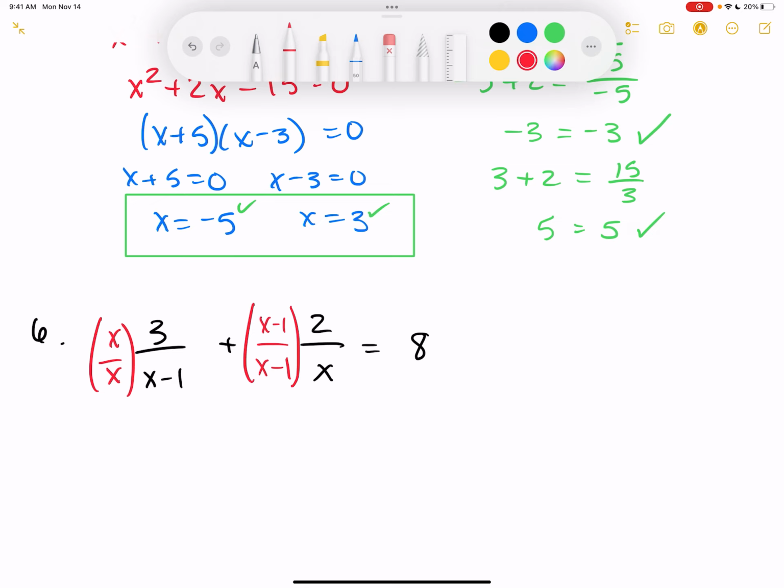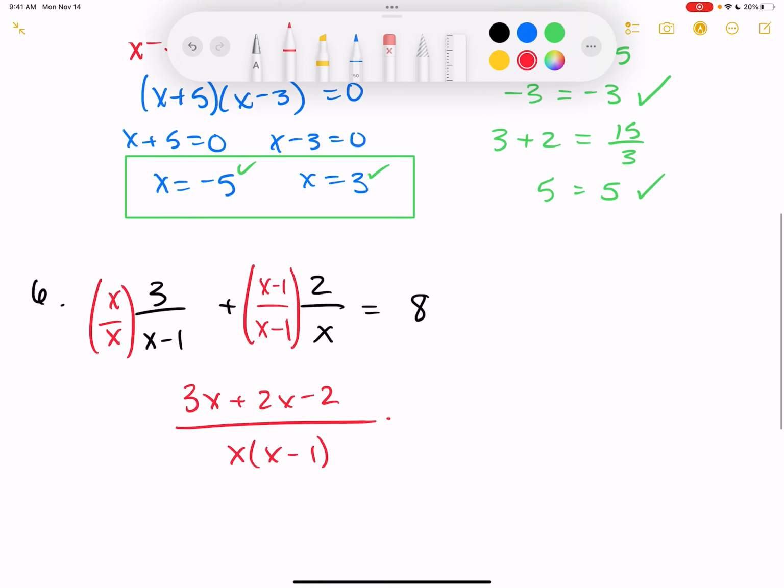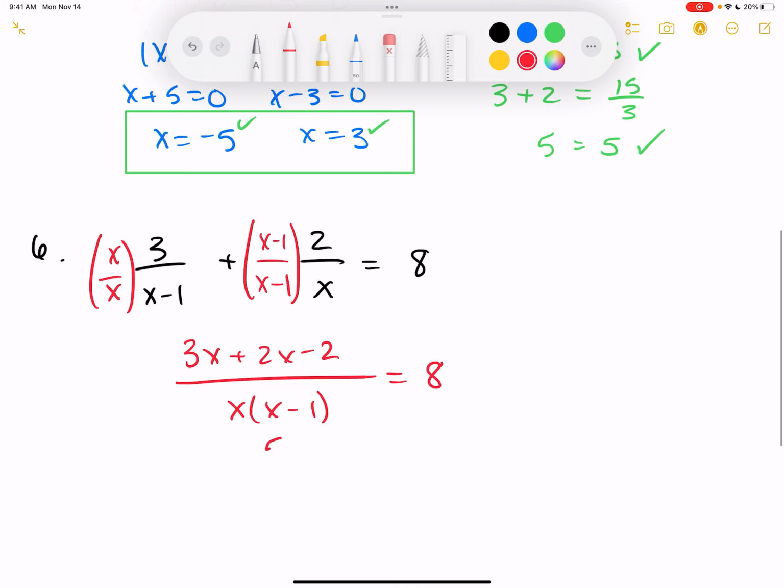So then when I write it, I can write it all as one combined fraction. On the top, you have 3x plus 2x minus 2 over x times x minus 1. Now, if you want to multiply the bottom through, that's fine either way. Equals 8. So then you have 5x minus 2 over, I'll go ahead and multiply the bottom, x squared minus x equals 8.